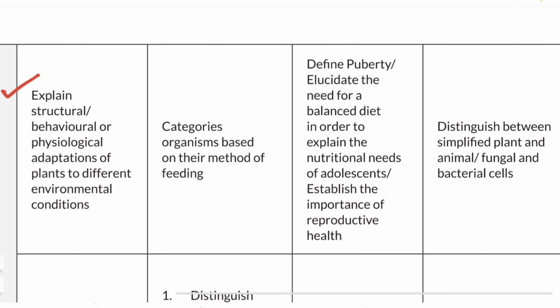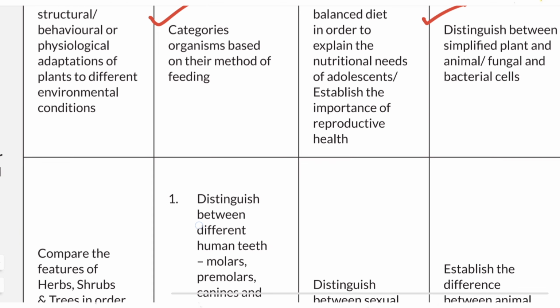Next, explain structural, behavioral or physiological adaptation of plants to different environmental conditions. Categorize organisms based on their method of feeding. Define poverty. Elucidate the need for a balanced diet in order to explain the nutritional needs of adolescents. Establish the importance of reproductive health. Distinguish between simplified plant and animal, fungal and bacterial cells.